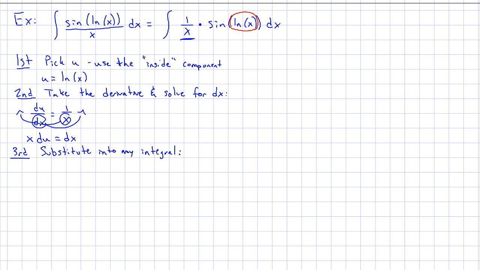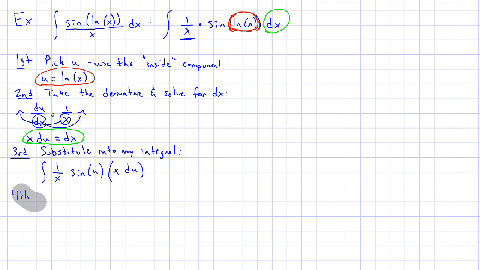So the integral, and let me just go ahead and clearly explain where all my pieces are going. So we have the natural log of x is going to go in for u. I've already circled that one. And then the dx here is going to be replaced with x du. So when I rewrite that, I'll get the integral of 1 over x sine of u times x du.